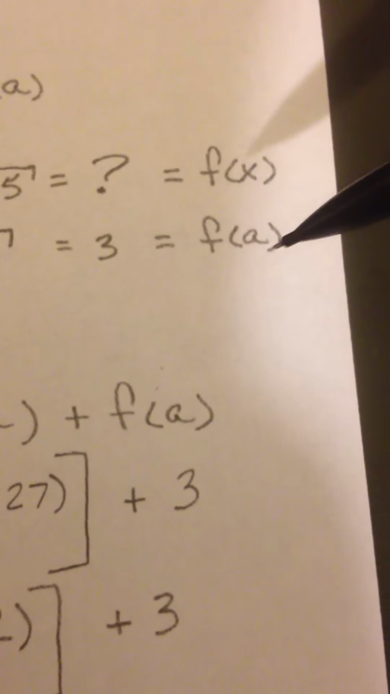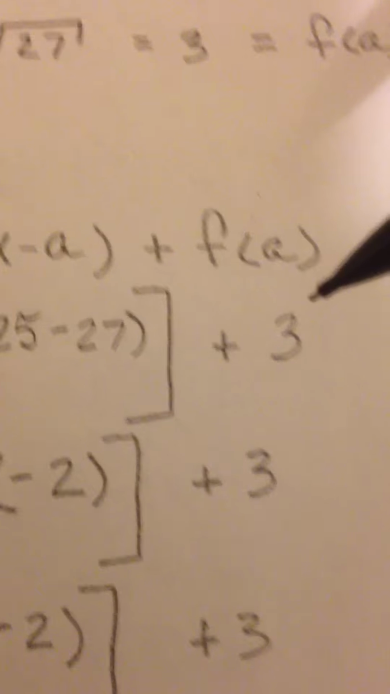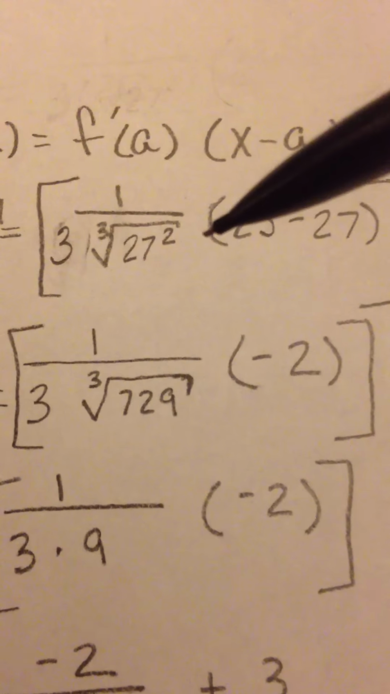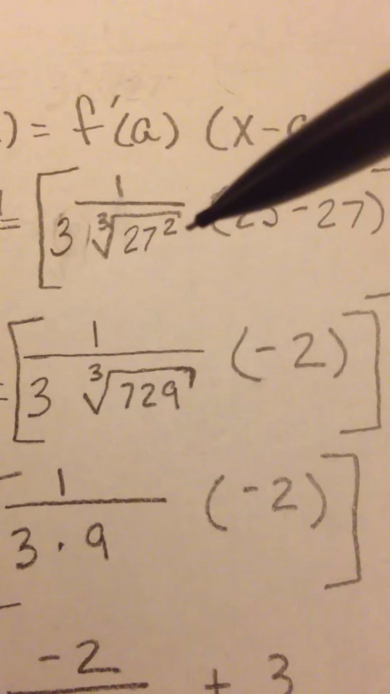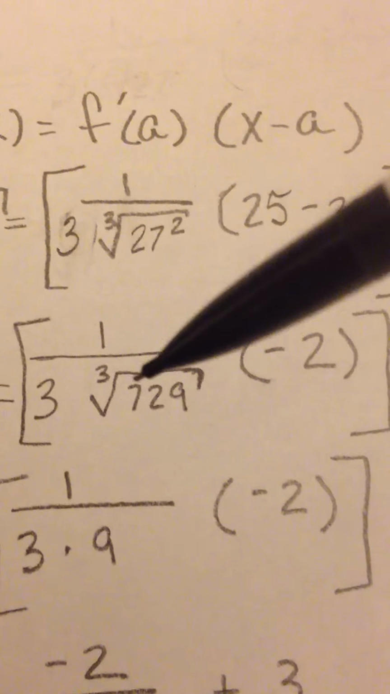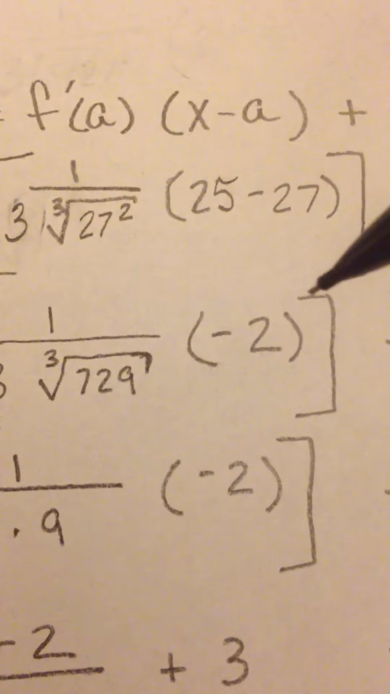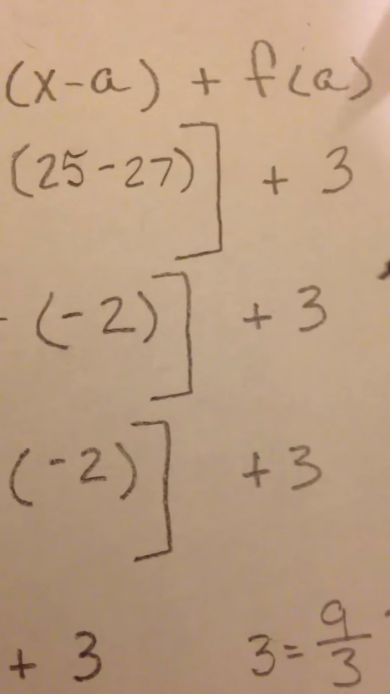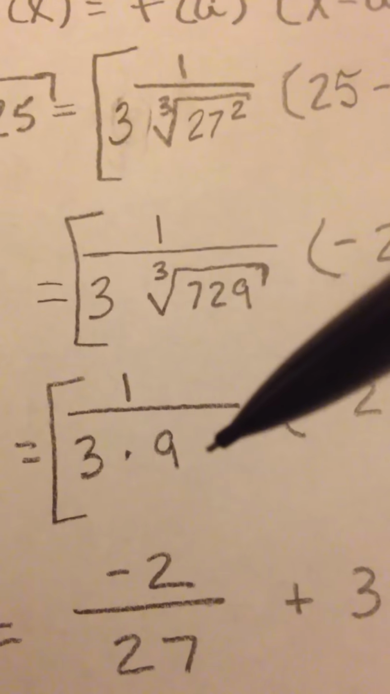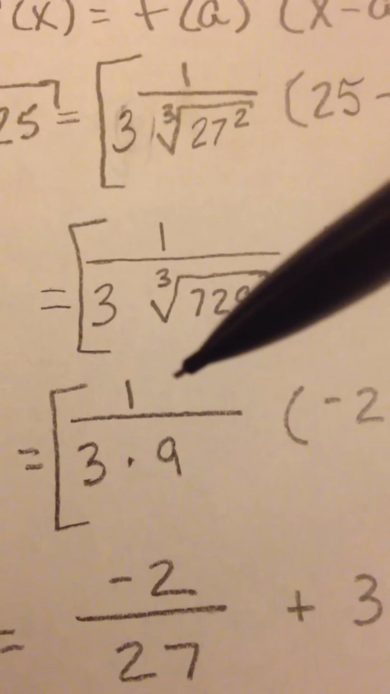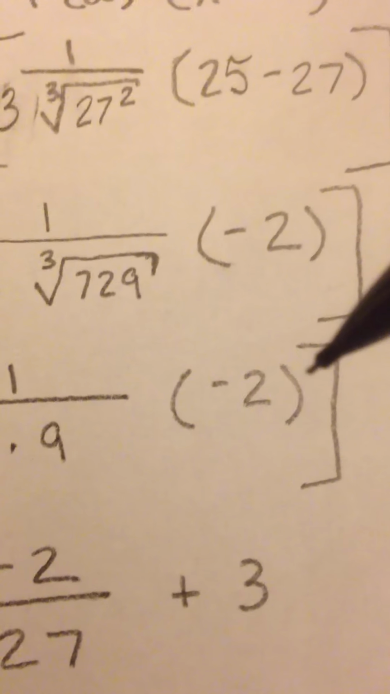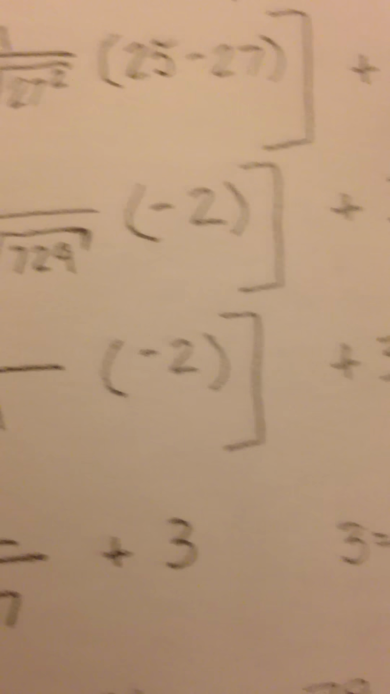And then our f of a, we just found that right here. F of a is equal to 3. So there's our plus 3. So then just start actually doing the math. 27 squared is 729. So we have 1 over 3 times the cube root of 729 times negative 2 plus 3. So if you take the cube root of 729, you end up with 9. So we're left with 1 over 3 times 9 times negative 2 plus 3 out here still.